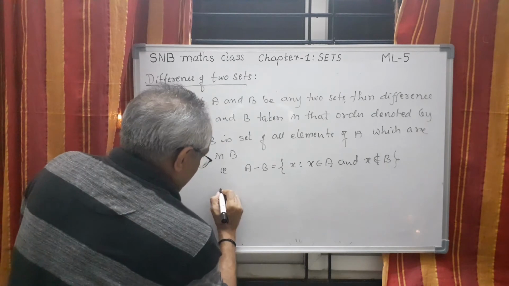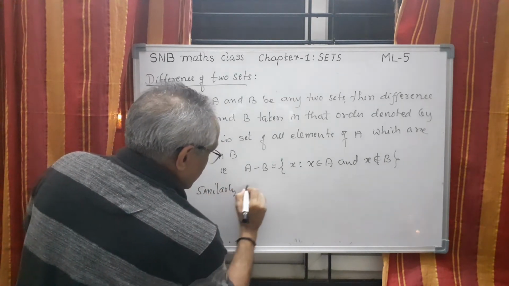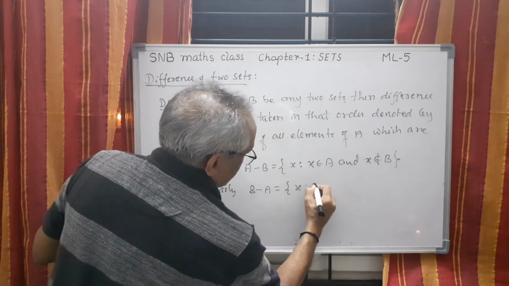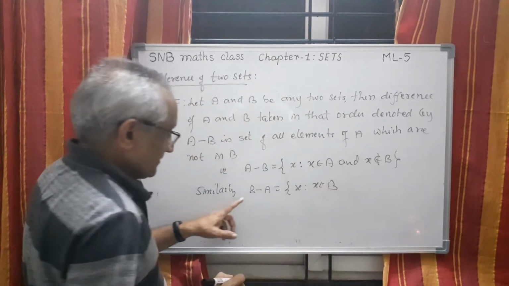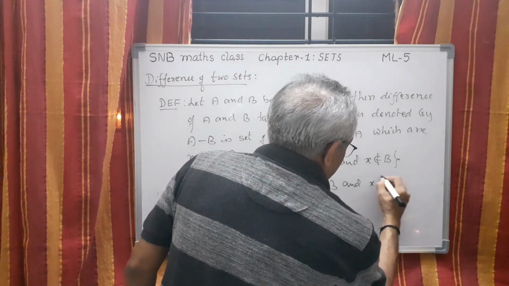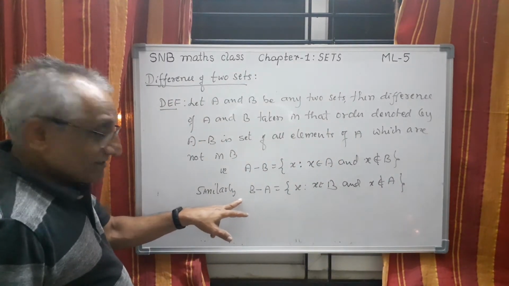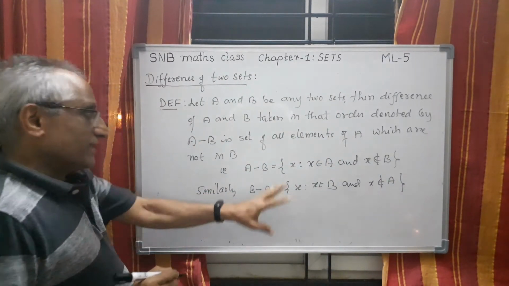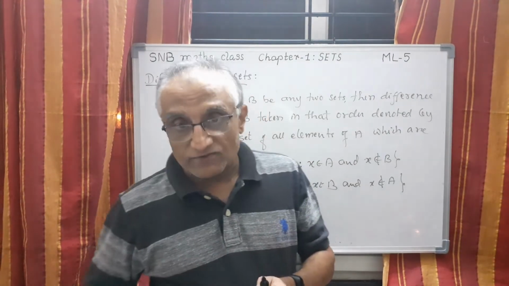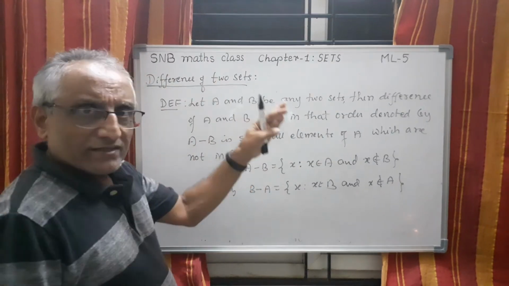In the same way, similarly, you can write B minus A is the same thing: x such that x belongs to B, because it is the first set, and x does not belong to A. So in the definition you need not write this one, this is for your reference. So this is how we define the difference of two sets. I don't think I have to give an extra example because I already discussed it.